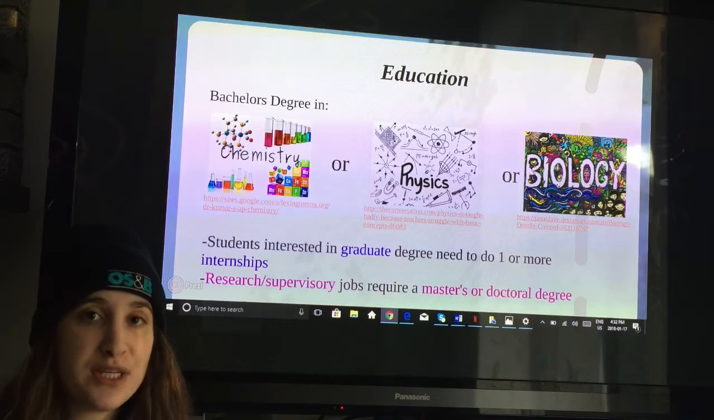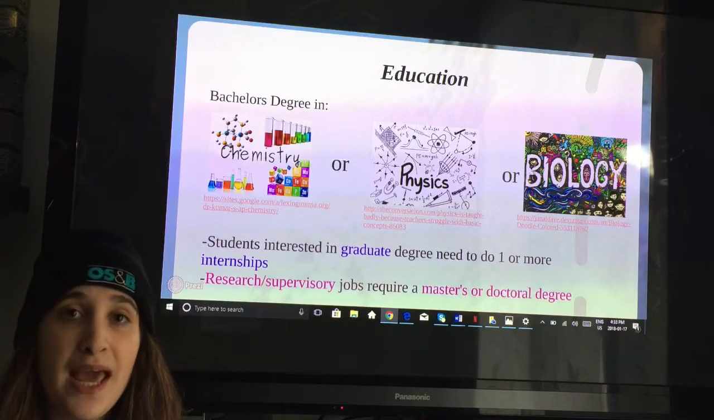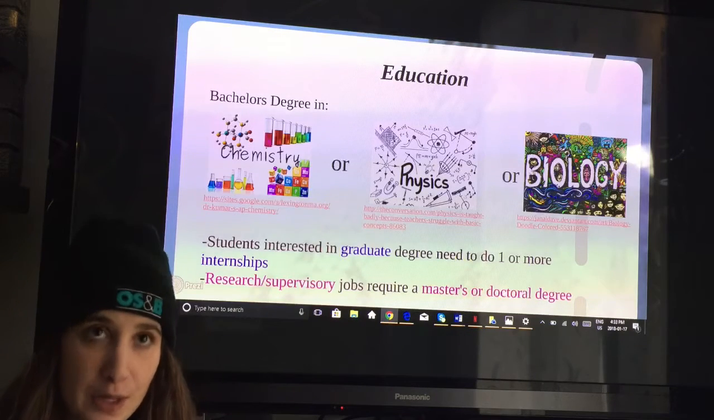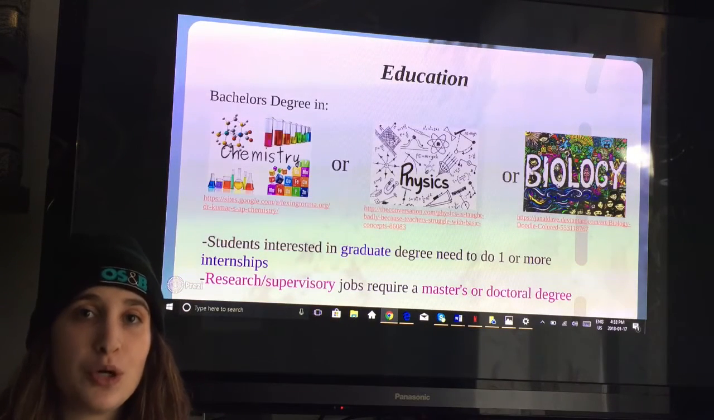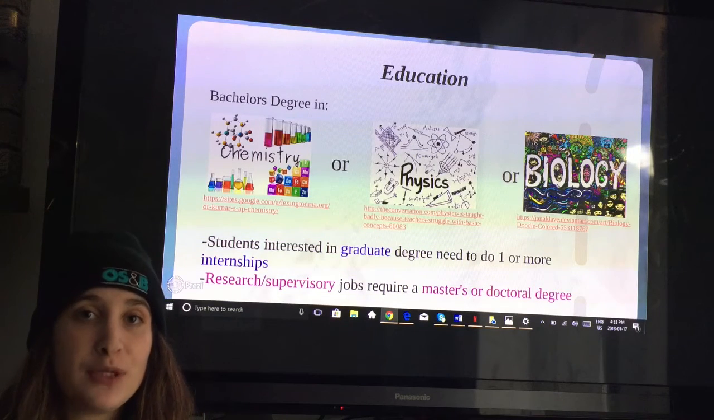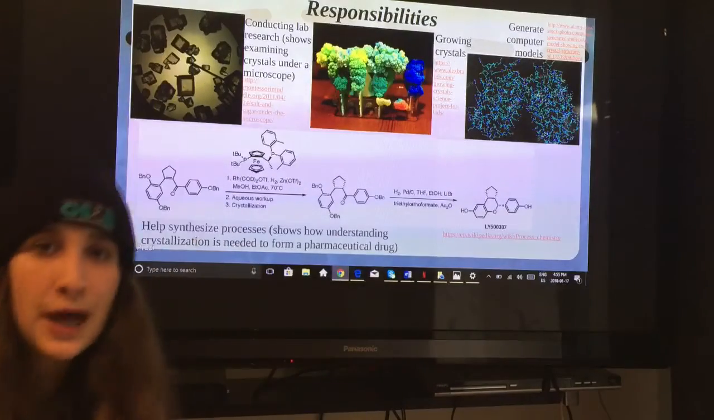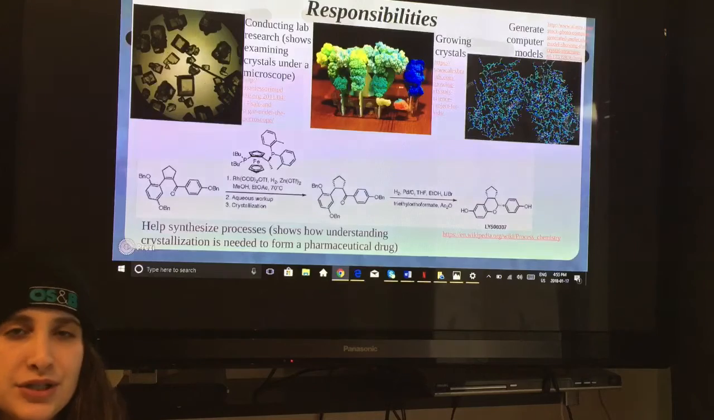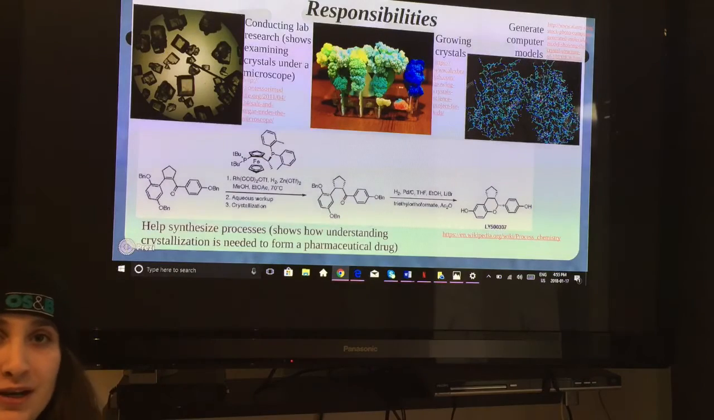And then once you want to progress and become maybe a director of a laboratory, you'll usually have to do fellowships with professors, or with people who are already in that position, for multiple years before you can take that advancement in your career. So now I'm going to be talking to you about the responsibilities or the work duties that crystallographers will have to perform in various jobs.